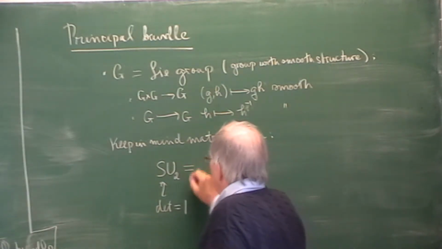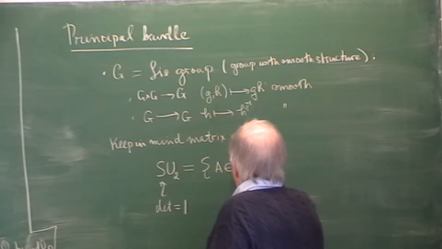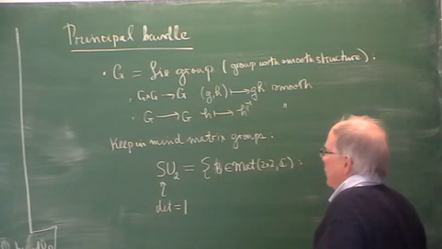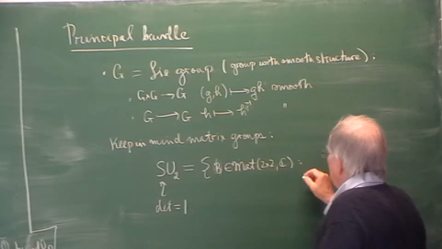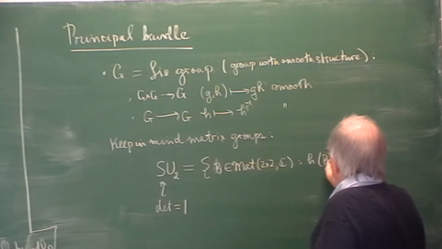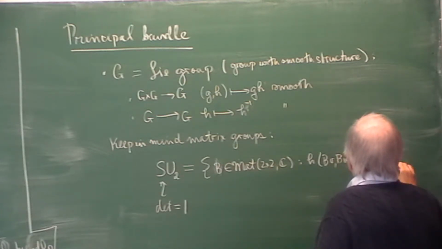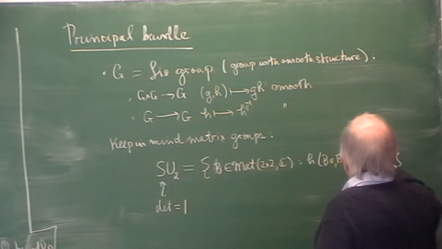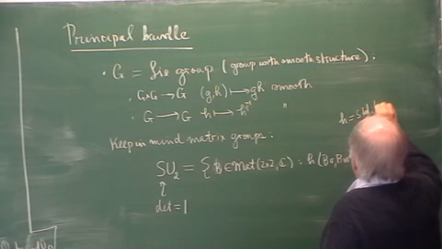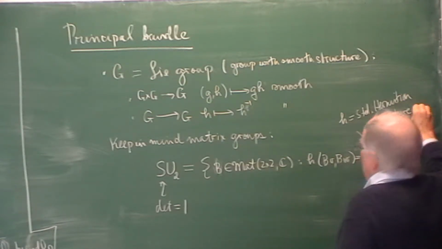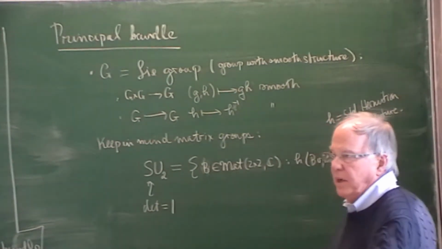And these are the matrices. Maybe I'm going to write the matrices as B. In 2 by 2 matrices, so the endomorphisms of C2, linear endomorphisms of C2, which preserve the Hermitian structure, where H of BV, BW equals H of V, W for H the standard Hermitian structure. You have the same group for any positive definite Hermitian structure.